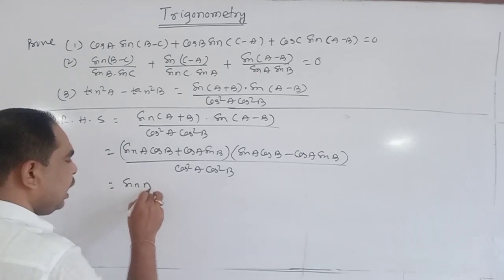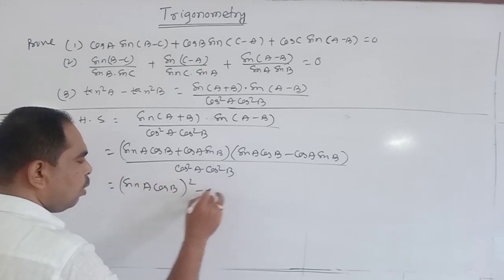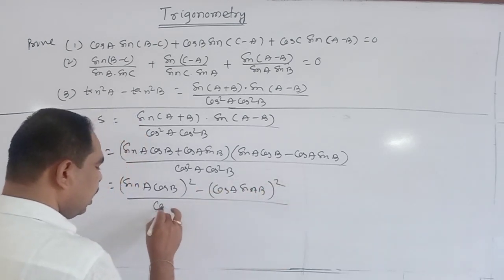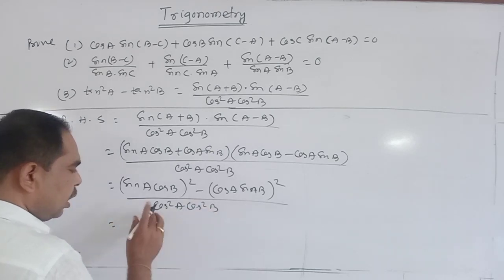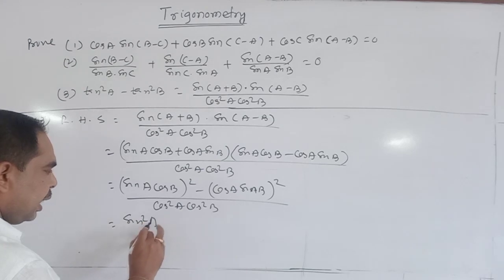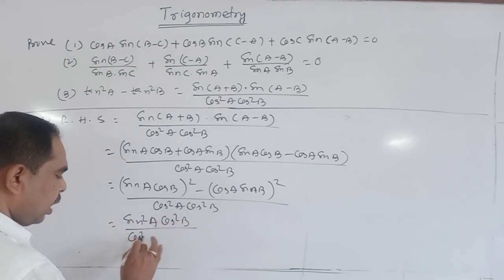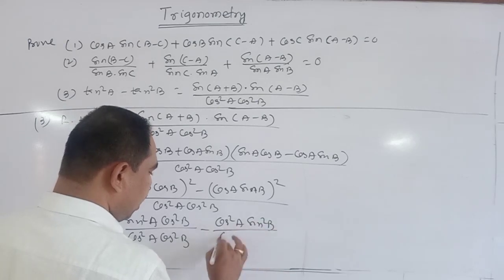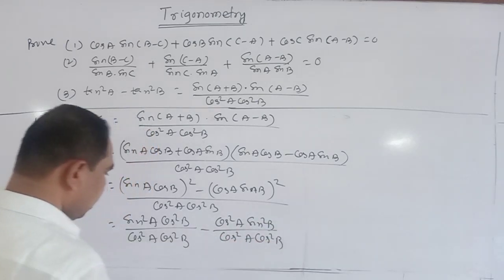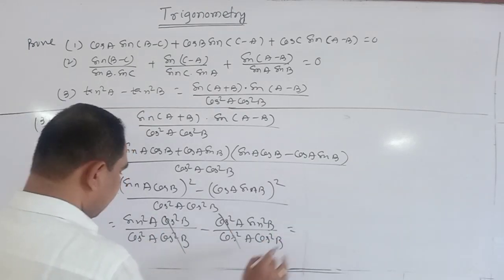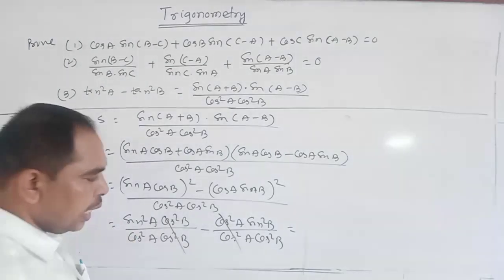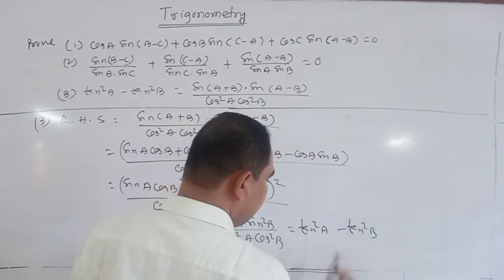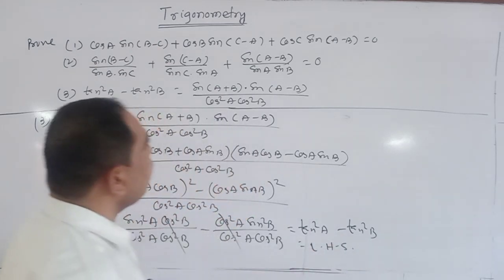So this is sin a into cos b whole square minus cos a into sin b whole square divided by cos square a cos square b. Separate कर दियो, तो this is sin square a into cos square b by cos square a into cos square b minus cos square a into sin square b by cos square a into cos square b. तो cos square b को cos square b कैंसिल, cos square a को cos square a कैंसिल, sin square a by cos square a is tan square a. तो दिस इज tan square a minus sin square b by cos square b, what? Tan square b. Tan square b is equal to LHS.